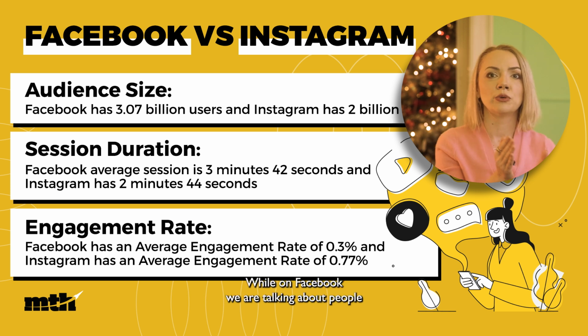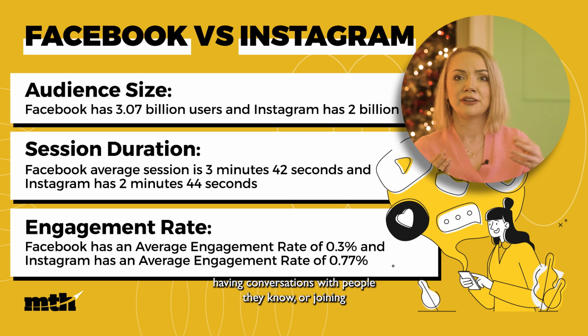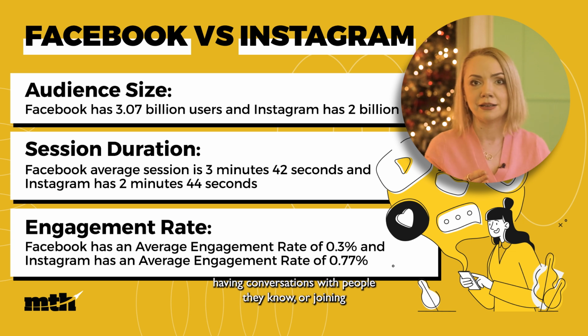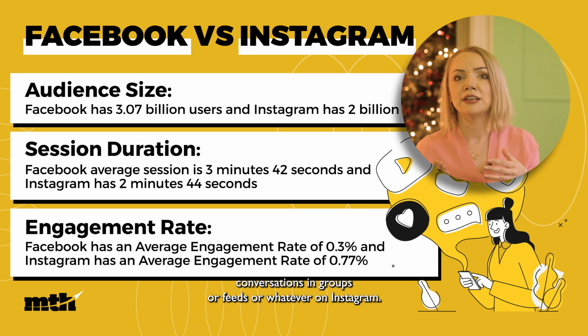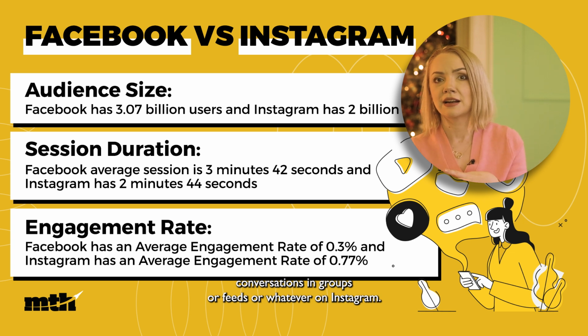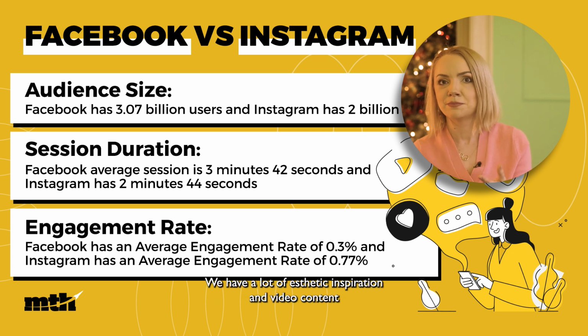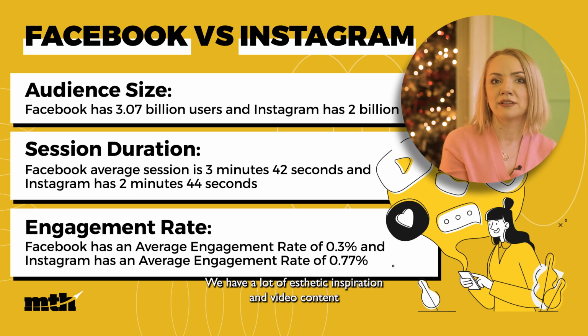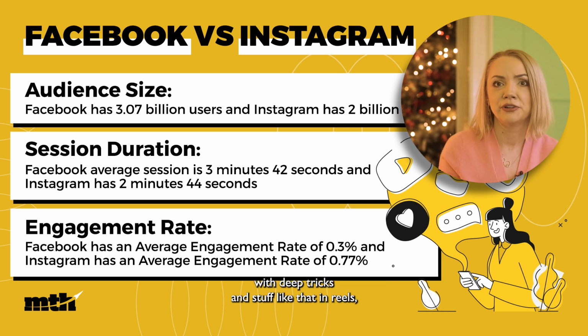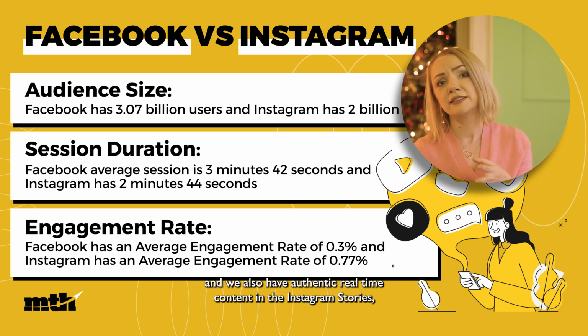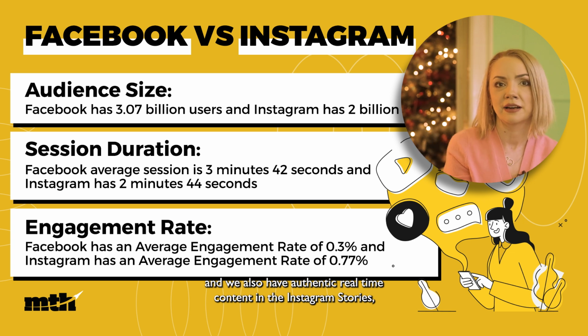While on Facebook we are talking about people having conversations with people they know, or joining conversations in groups or feeds or whatever. On Instagram we have a lot of aesthetic inspiration, video content, with tips, tricks and stuff like that in Reels, and we also have authentic real-time content in the Instagram stories.